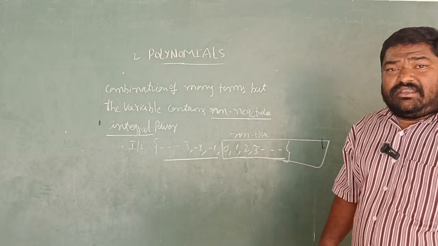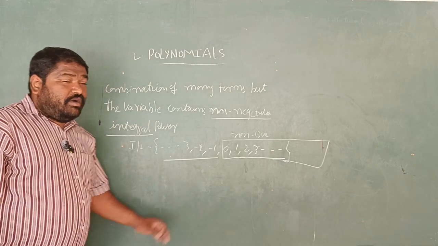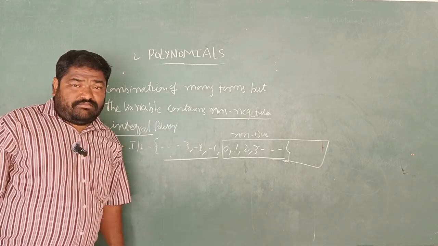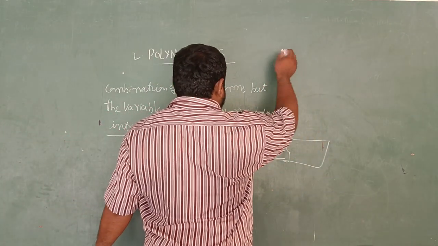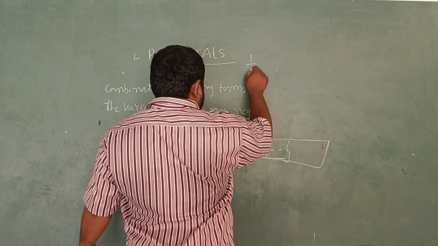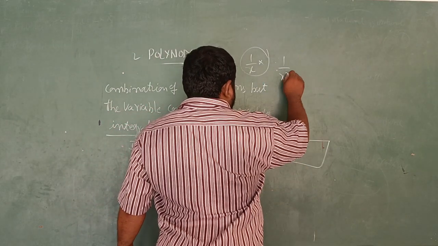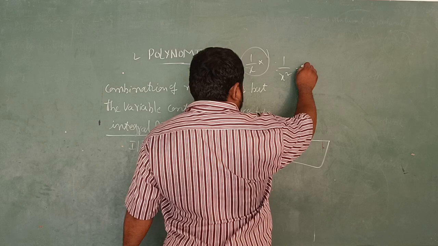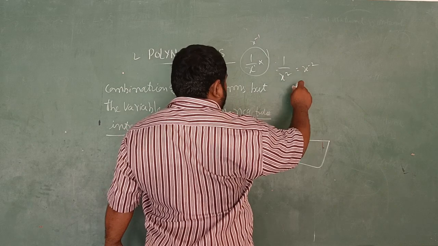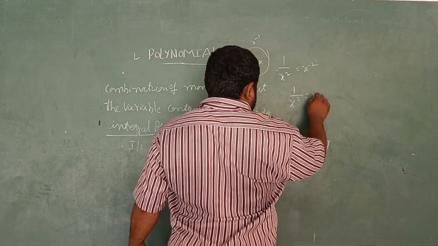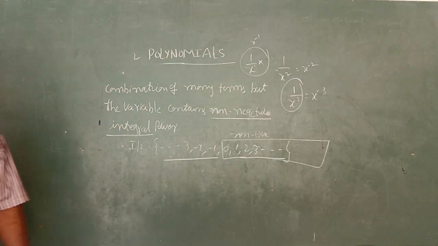Whatever the variable is, x, y, z or a, we call it a polynomial as long as the power of x is not negative. Remember that. Also, rational expressions are not polynomials. Rational expression means 1 by x, which is not a polynomial. Next, 1 by x square can be written as x power minus 2, since moving it up makes the power negative. Similarly 1 by x cube is x power minus 3, so we call it a rational expression. Rational expressions are not polynomials.